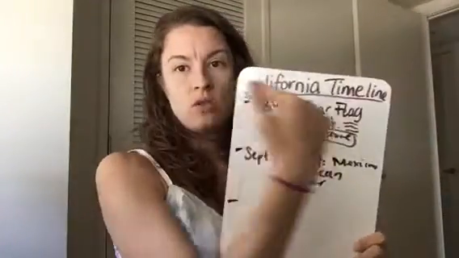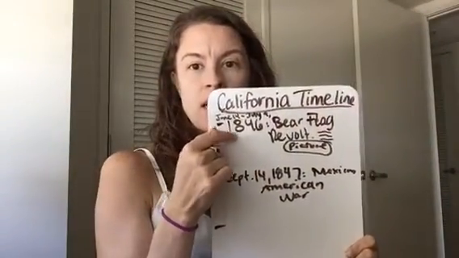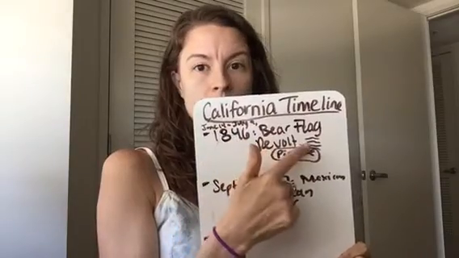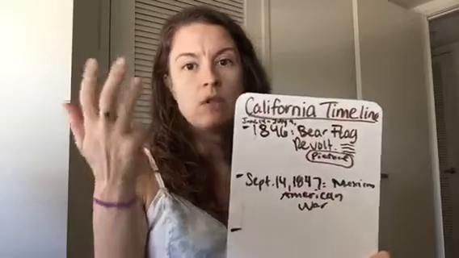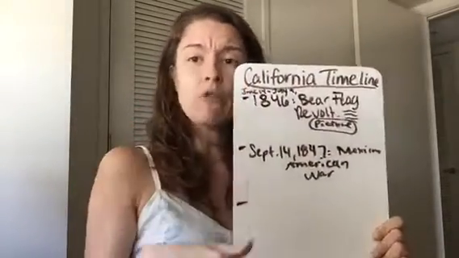Another way you can do your timeline is, so that's horizontally, you can do it vertically. So you can have California timeline, you have the date, you have the name, you have the explanation, and you have the picture. So date, name, explanation, picture. Yes? All four every time. And it can go vertically down.